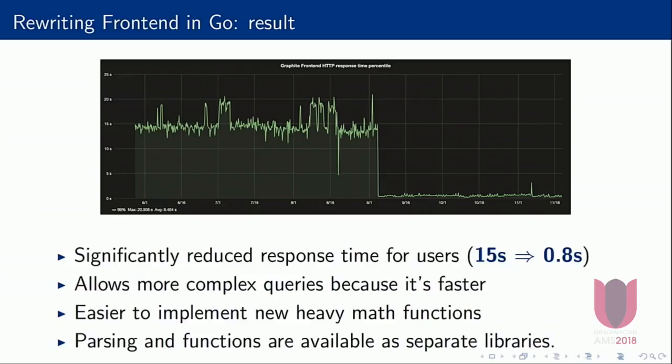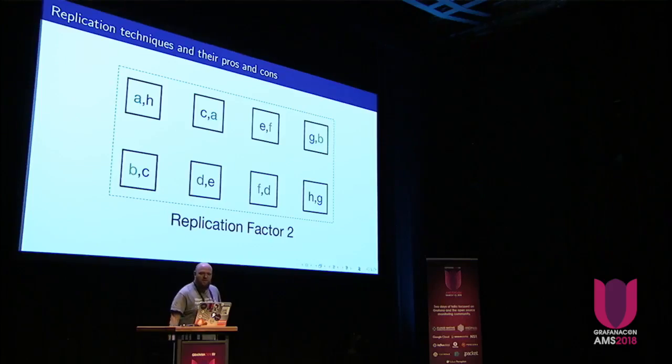And at some point we also decided to make all the functions and parsing stuff available as Go libraries. So there are some projects that use our libraries. As far as I know, there is a streaming alerting system for Graphite data called Moira, which uses our library to do the math. But not a lot at this moment.